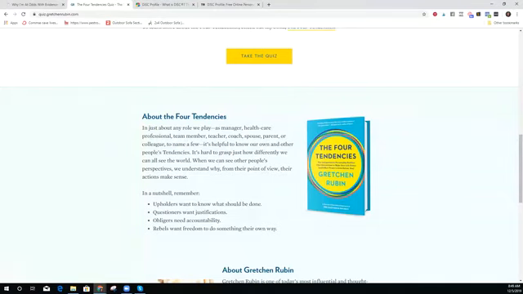So again, with all of these things, you just have to figure out what your tendency is, how to use that to your abilities, and how to understand the strengths and weaknesses behind that tendency.